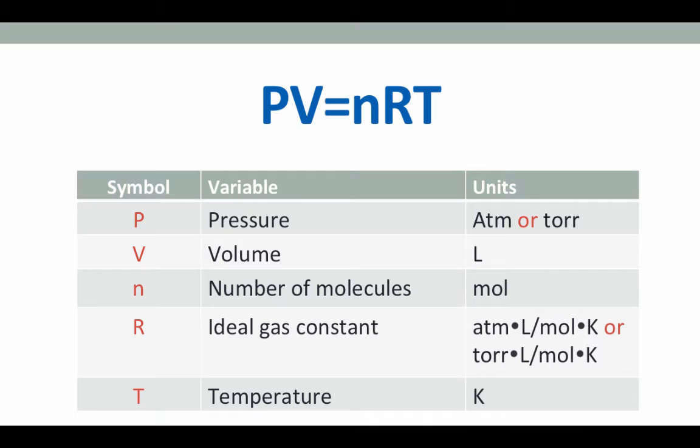The ideal gas law is usually expressed as PV equals nRT, or pressure times volume is equal to the amount of a gas times the ideal gas constant times temperature.